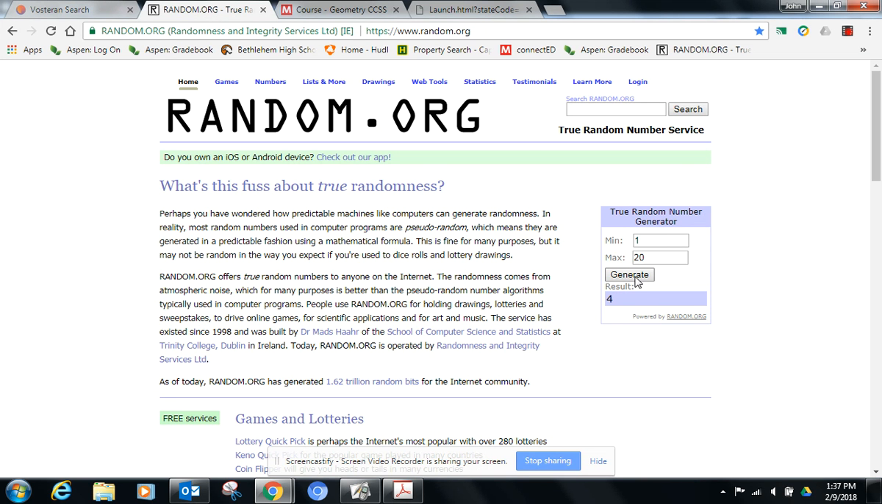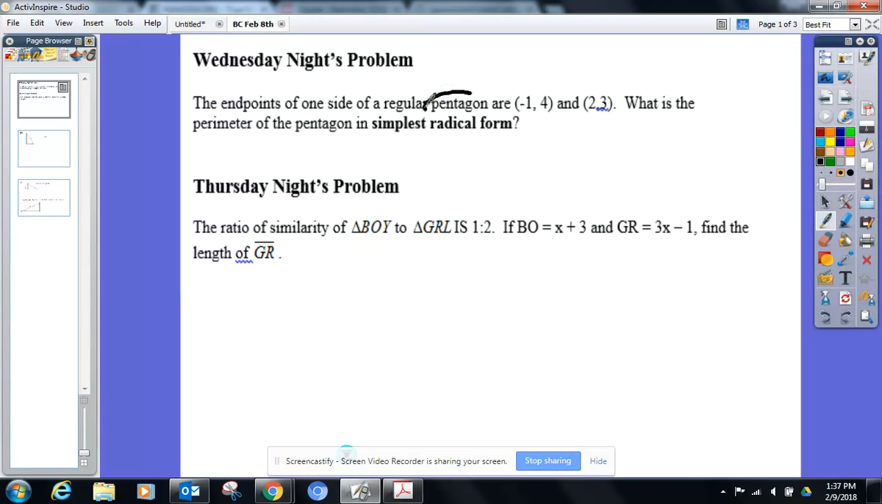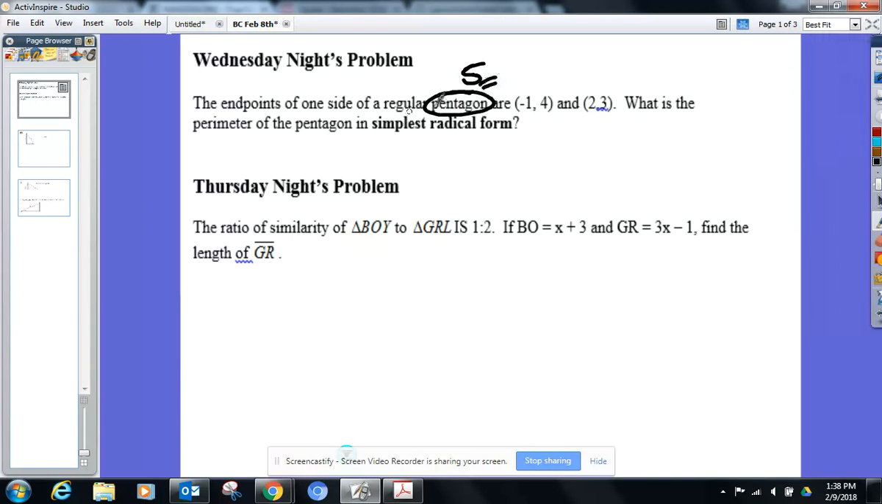Here we go. Need a little help from number 13. Okay, first of all, I have a couple questions. Pentagon, how many sides? 5 sides. Regular tells me all the same length. Here is one side from -1, 4 up to 2, 3. How do I find the length of that one?